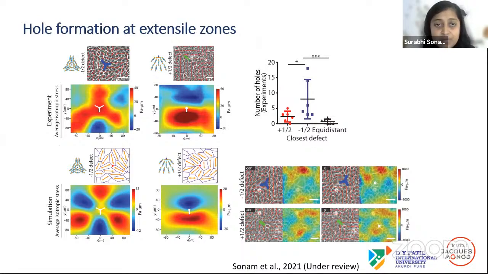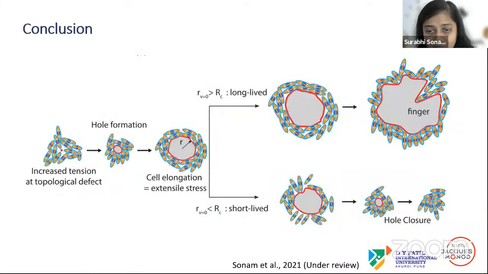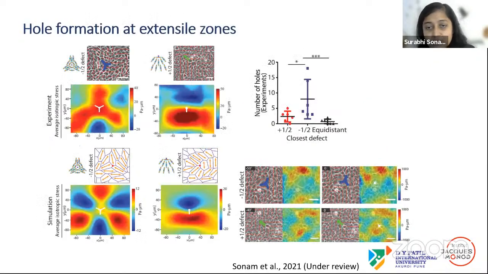But when we look at the hole formation with respect to these compressive and tensile regimes that are formed by either of the kinds of defects, what we see at the bottom right is that most of these holes are formed at the extensile regime. So maybe you will be able to appreciate from the images that there is a higher tension at the location where the hole is forming, which has been marked with blue, and also in the bottom image it has been marked with green.